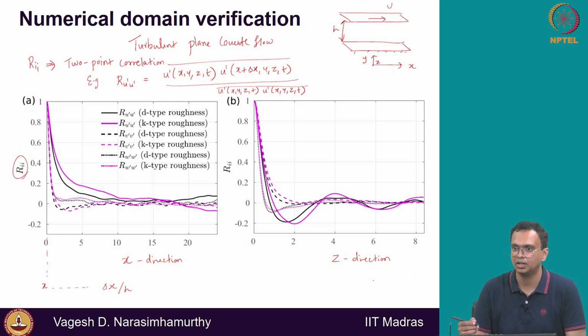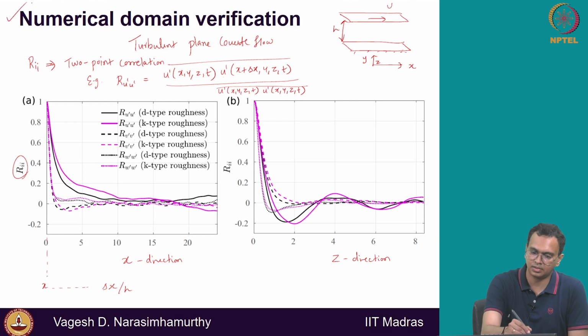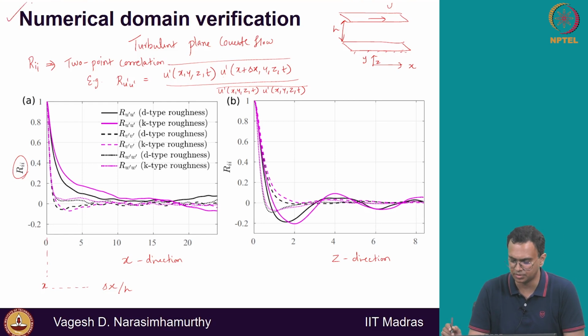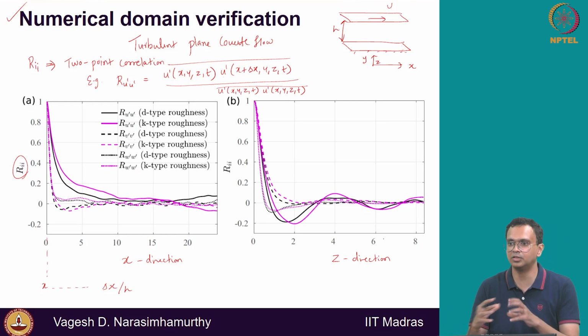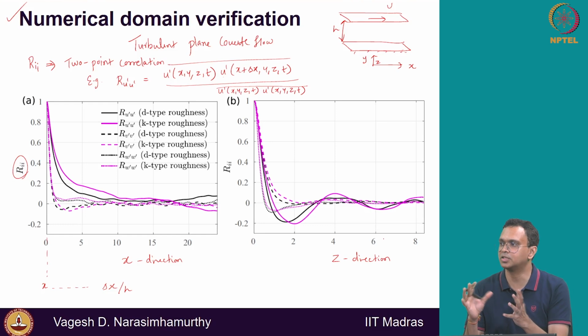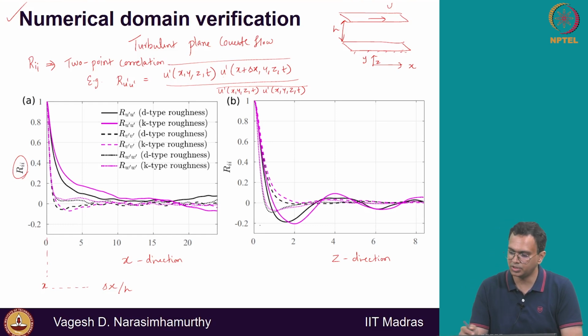So you need to think about how large the computational domain has to be, and that exercise is called numerical domain verification. This has to be done for all three components U, V, W prime, as well as in the z direction. The size of the structure is not the same, it's not a sphere, it can be elongated. And you see here the correlation going to 0. This is the spanwise correlation.